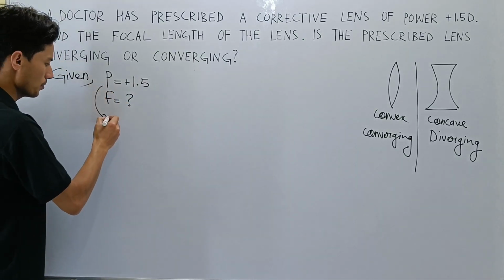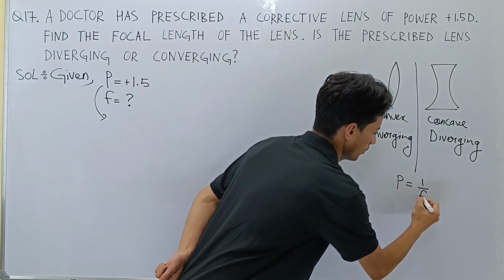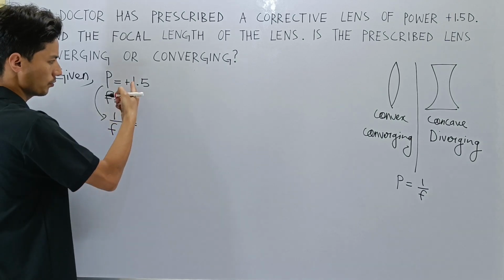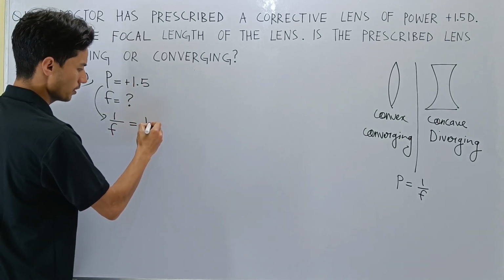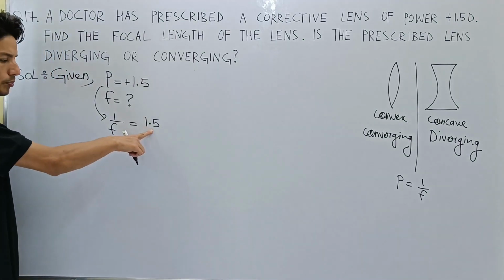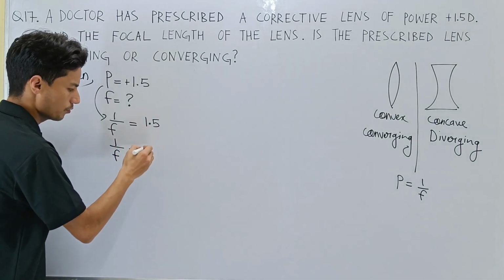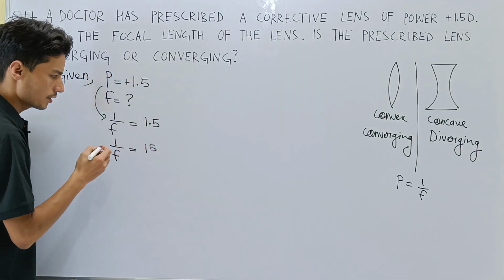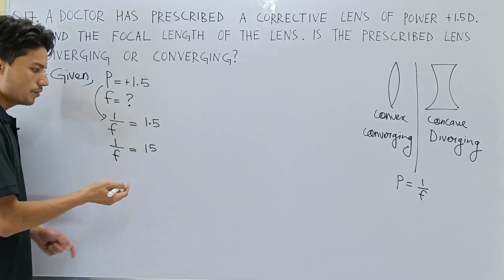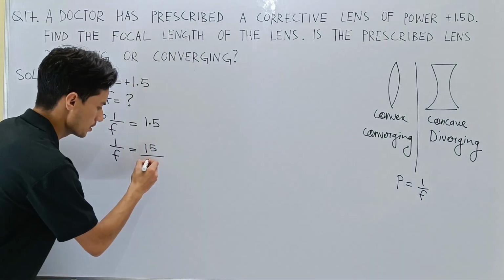So power formula, remember, I've already given you the power formula. Power is the reciprocal of focal length. So instead of writing P, you write 1 by F, and then whatever value is given to us, 1.5. Now what I will do is remove the decimal. So 1 by F, let it be, and 1.5 let's write as 15. On removing the decimal there should be a 0 in the denominator. So how many zeros? Yes, 1 zero. So 10.